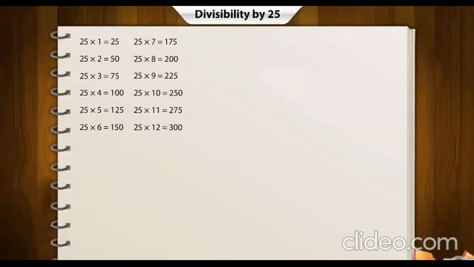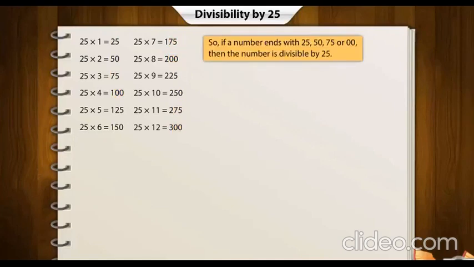Now let's understand the test of divisibility by 25. When we look at the multiplication table of 25, we observe a pattern. We see that all its multiples end with 25, 50, 75, or 2 zeros. So, we can say that if a number ends with 25, 50, 75 or 2 zeros, then the number is divisible by 25.